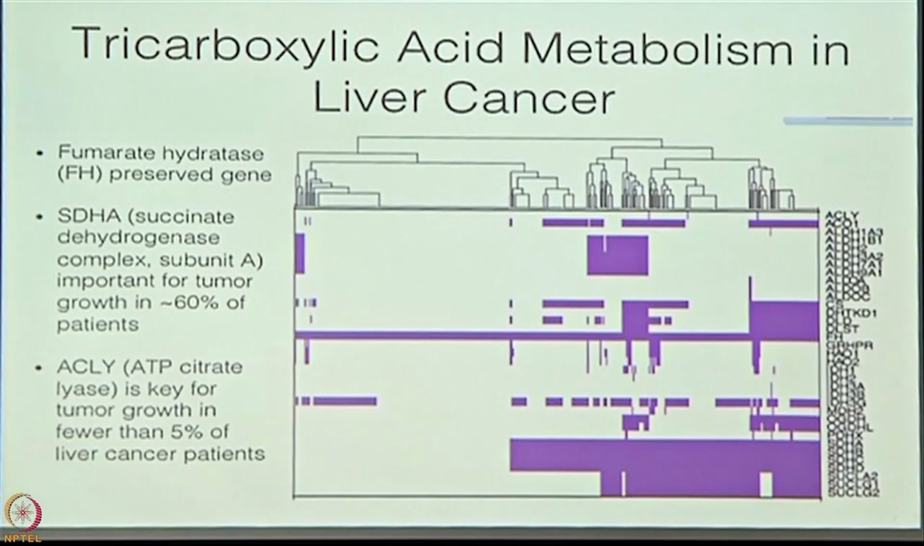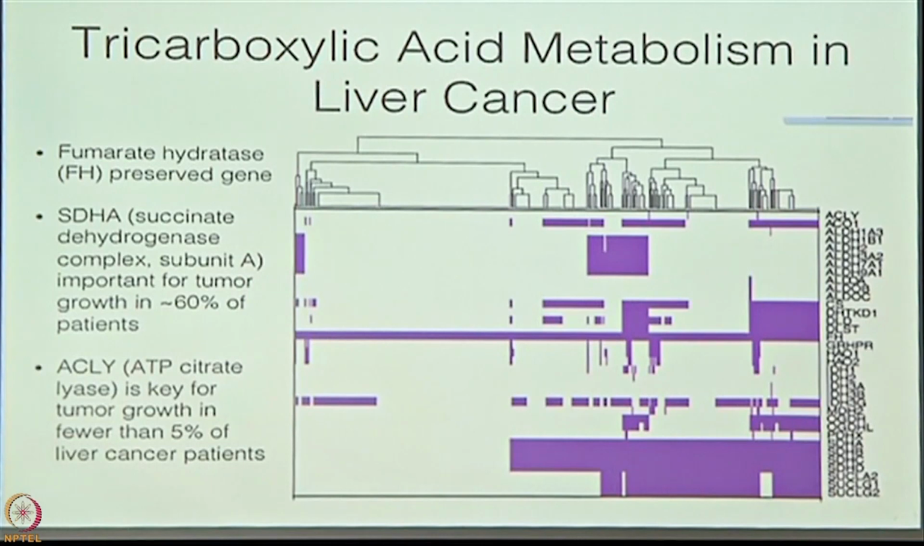Then we looked at liver cancer patients, and I am looking at elements of tricarboxylic acid metabolism. I want to tell you that FH, or fumarate hydratase, was found in all liver cancer tumors. ACLY, right there on the top, see those small bars there? It was found in less than 5% of liver cancer patients. And finally, succinate dehydrogenase complex, subunit A, was found in 60%.